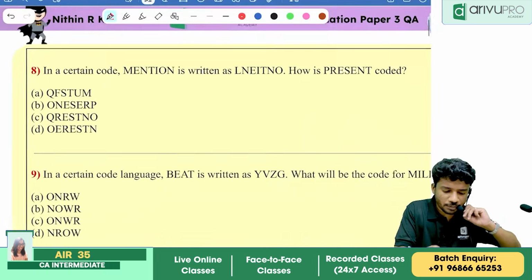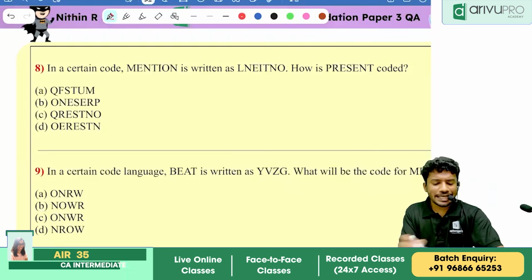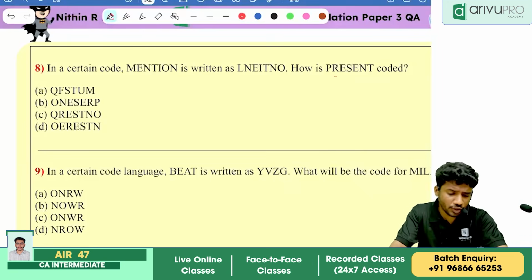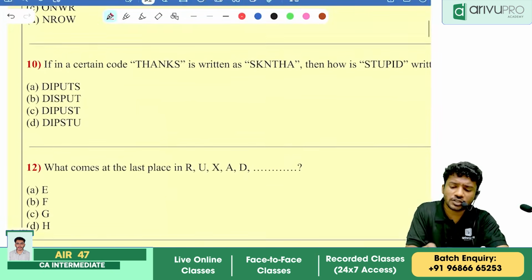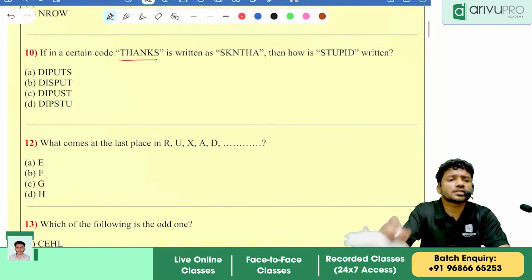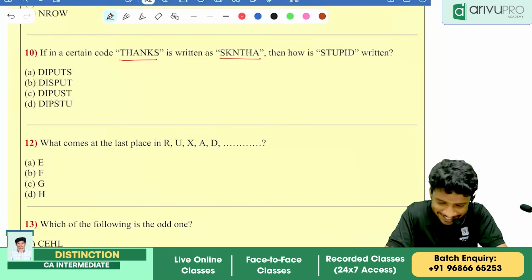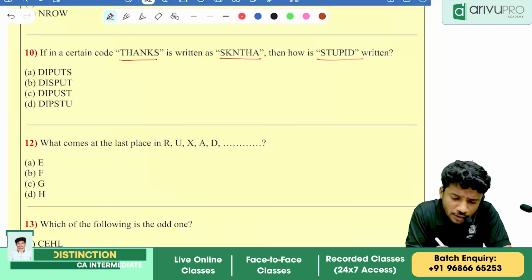Look at the question, people. The mention is given like this. Then the present will be given, like what is the question. Before that, can you get me the answer for this? Thanks is coded as... Okay, yes. Then stupid will be coded as what? Look here, people.